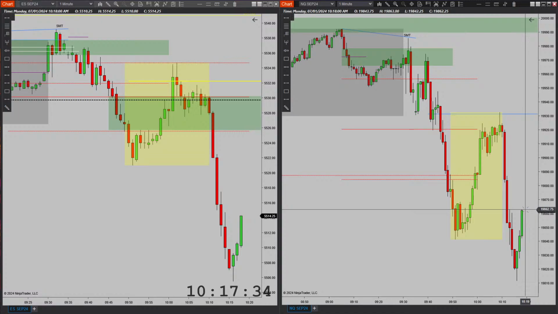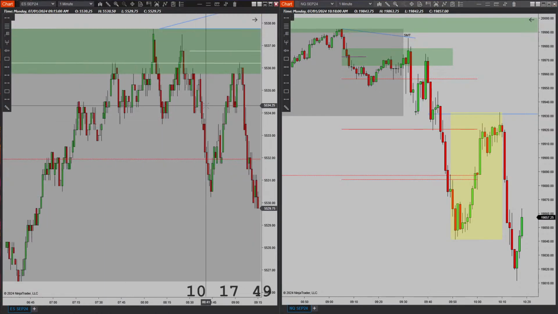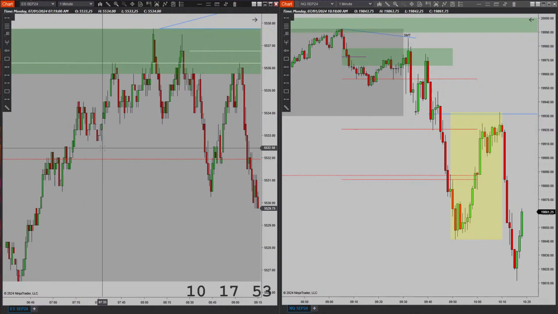There it is. Okay, so what am I looking for going into the afternoon session? Because technically we already kind of expanded, or the 11 o'clock macro. I want to see price draw something like this, something like this, and then draw lower. So I want to see a retracement, consolidation, manipulation, expansion. All right, so that's it for the macro, and I'll see you tomorrow.